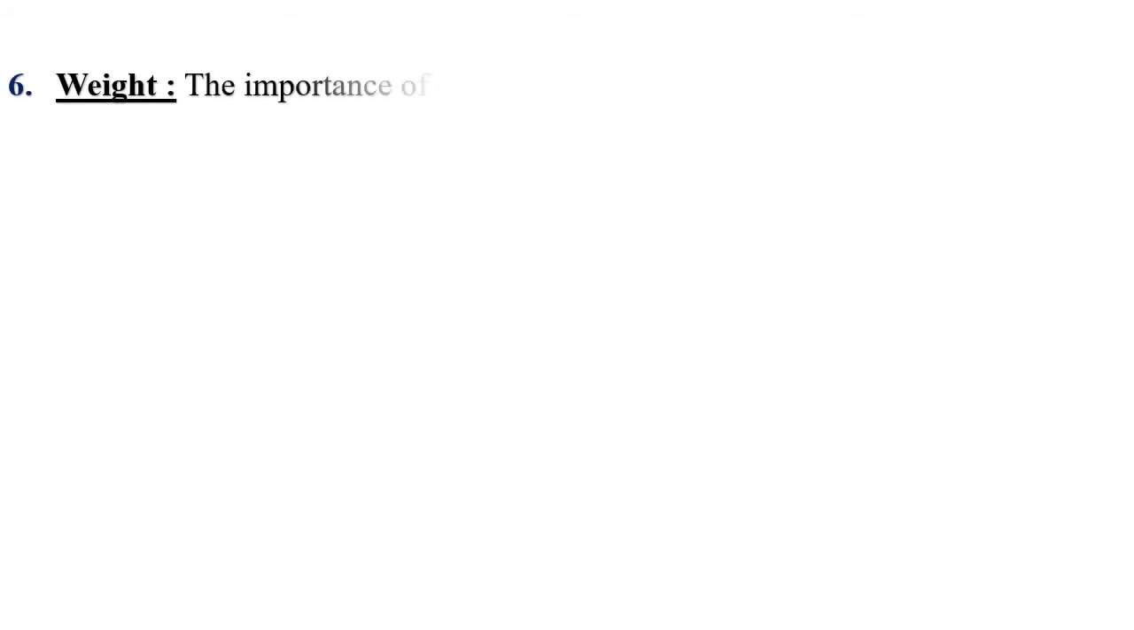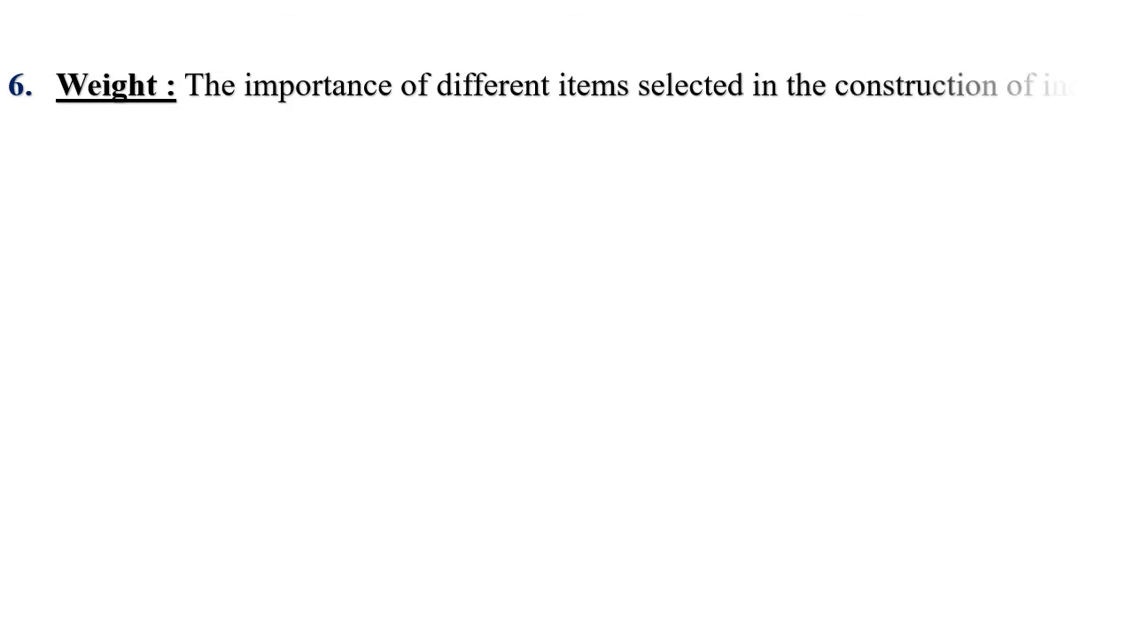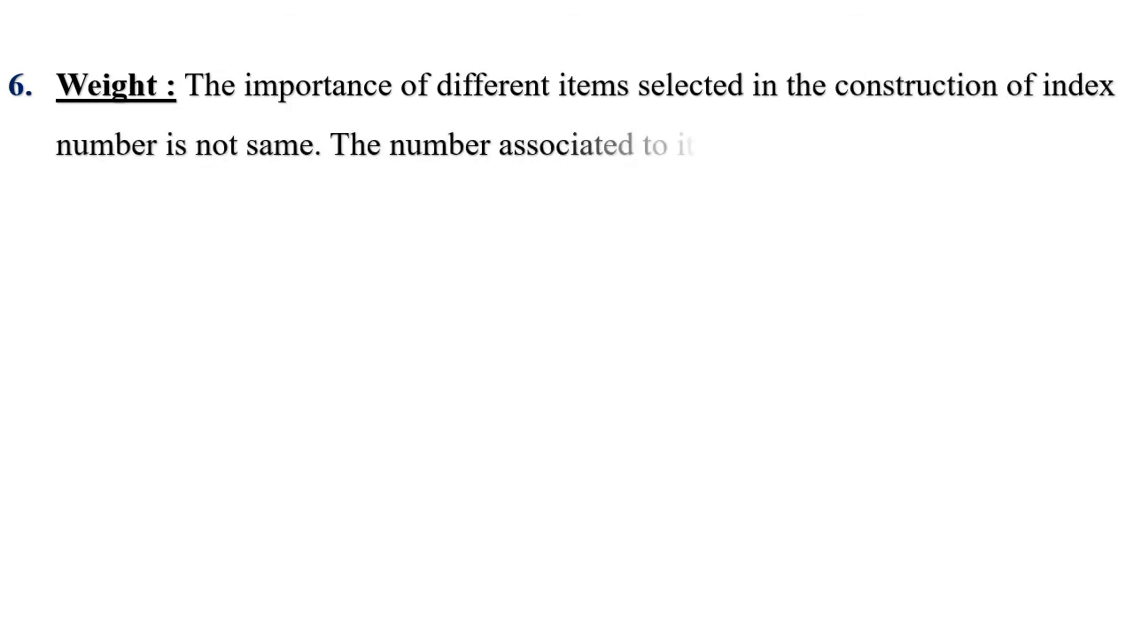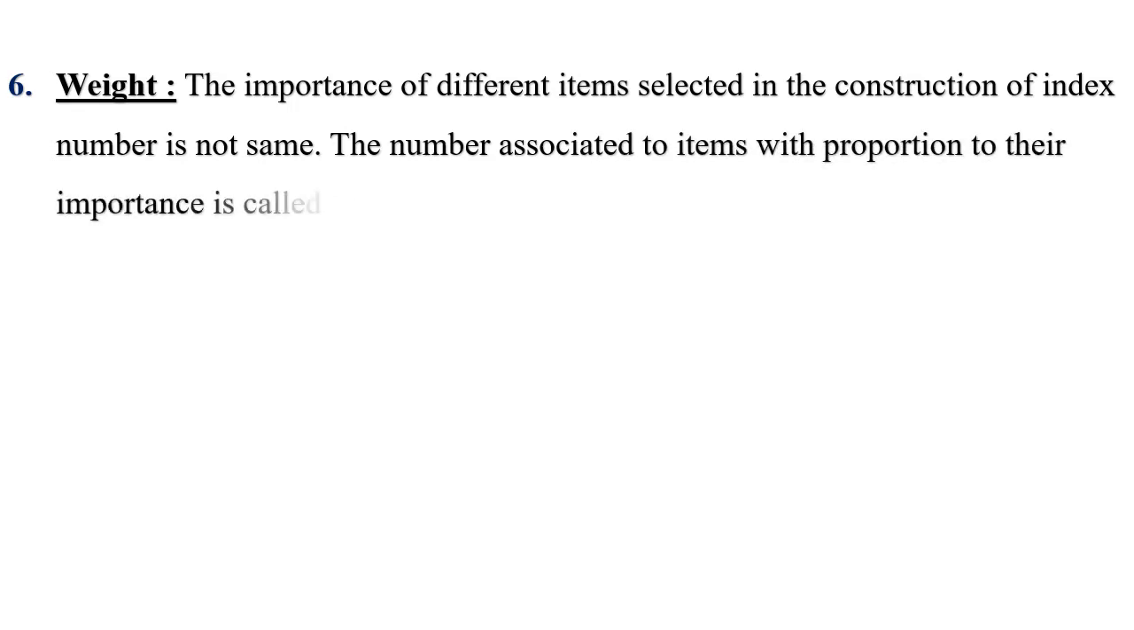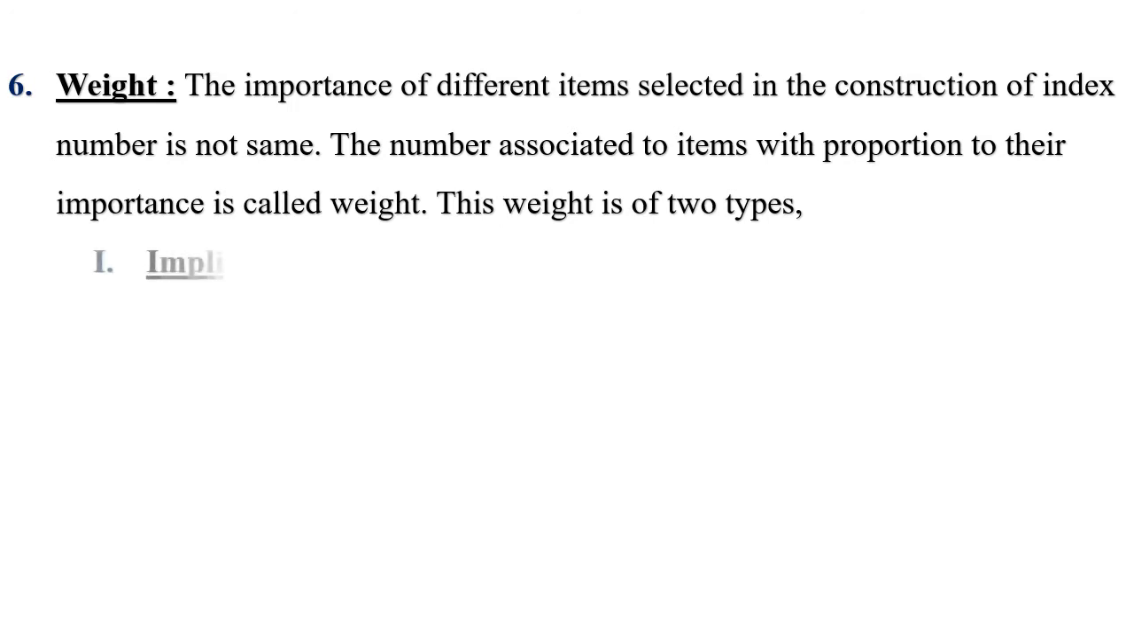Number 6, weight. The importance of different items selected in the construction of an index number is not the same, and therefore a number associated with its items in proportion to their importance is called weight. So we assign a number depending on the importance of each item, and these numbers are called weights. There are two types of weights used in the construction of index numbers.